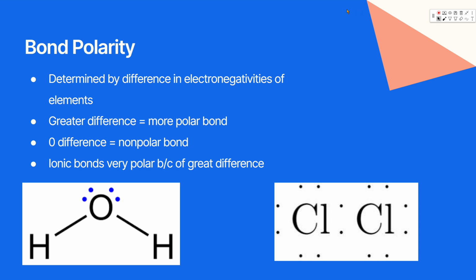My bond polarity is determined by the difference in electronegativities of elements. The greater the difference is, the more polar a bond is. If I have zero difference, then this creates a nonpolar bond. Ionic bonds are very polar because they have a great difference in electronegativities.